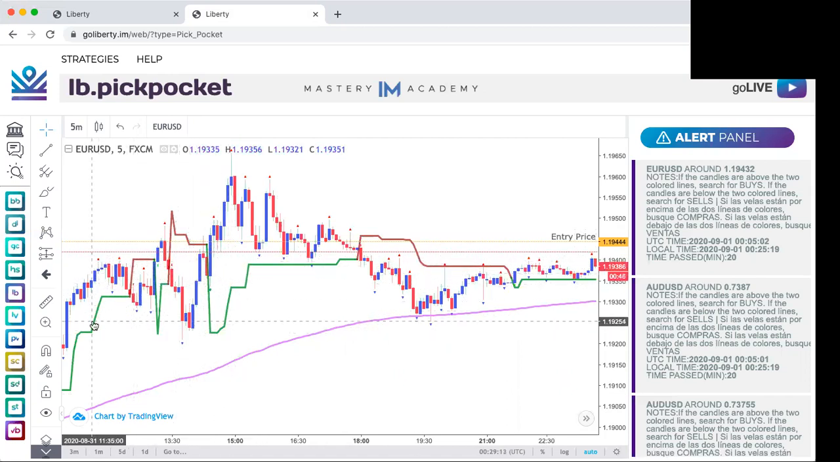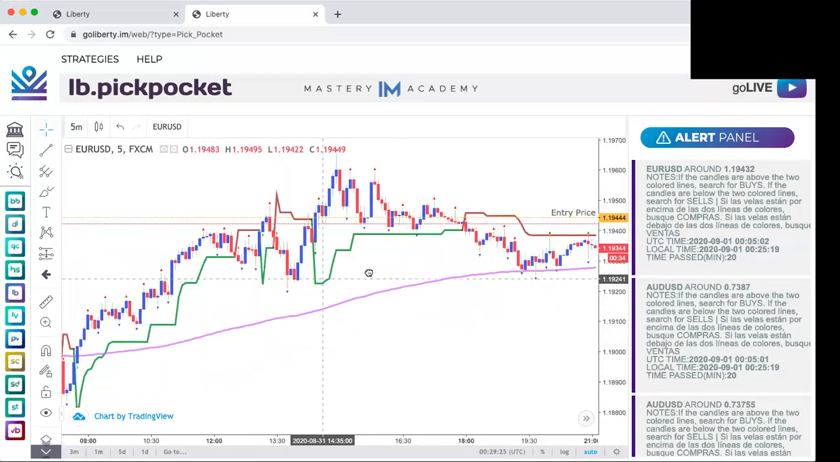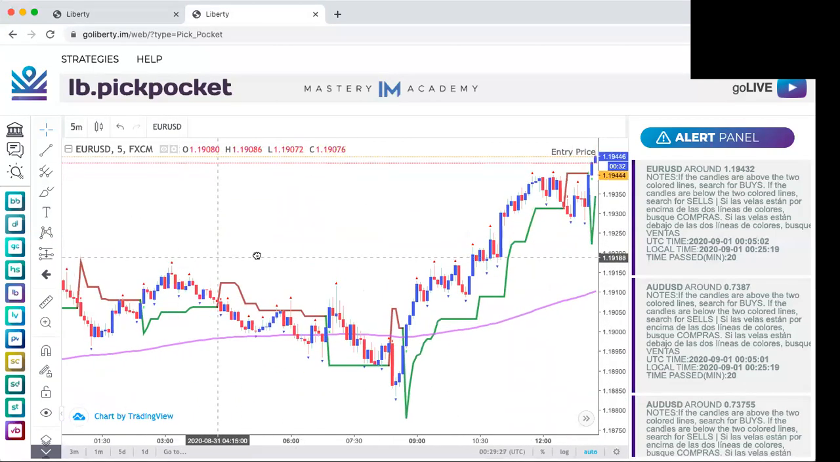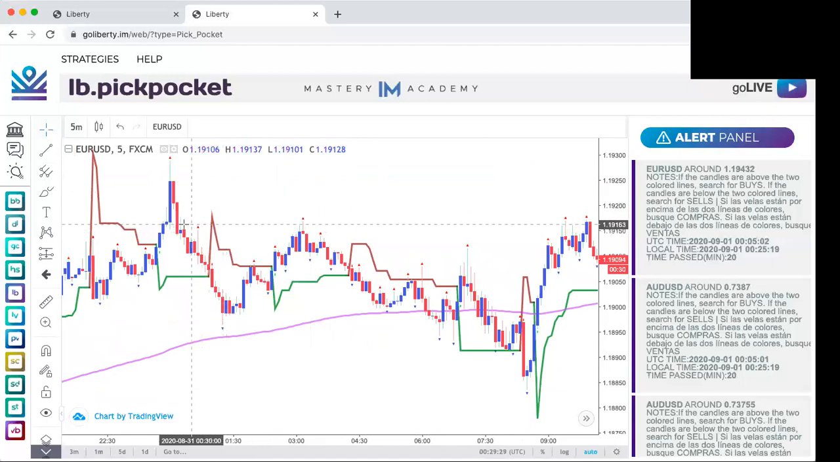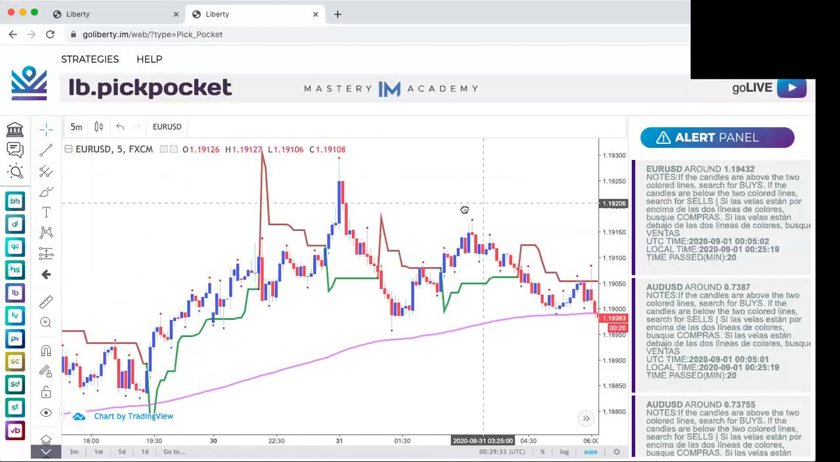So you see it does that a couple times. Crosses here, crosses down, crosses here, crosses up, crosses down. So it crosses the super trend line a number of times. So it will give you a number of opportunities if you just want to simply take the crosses, right?